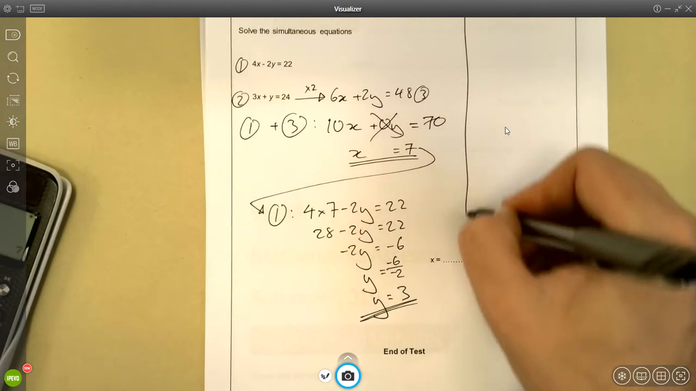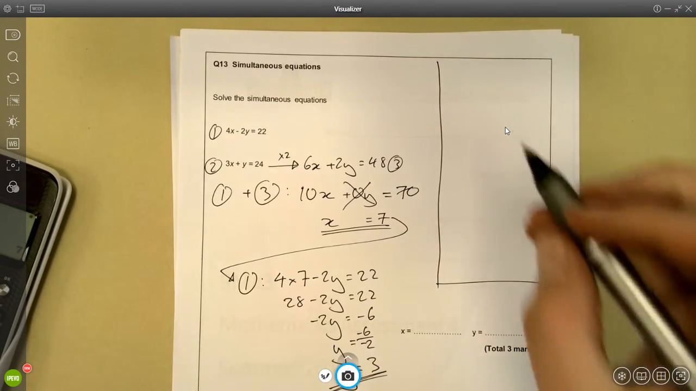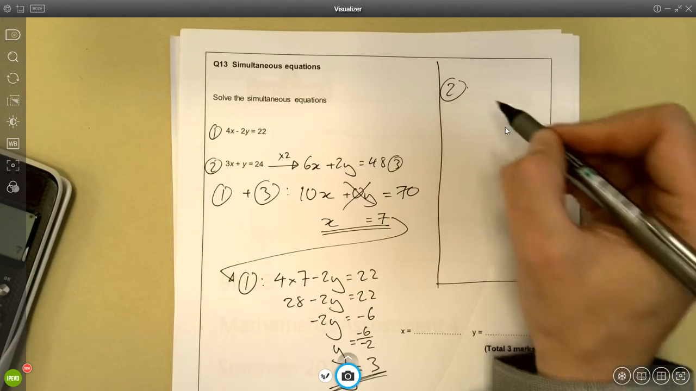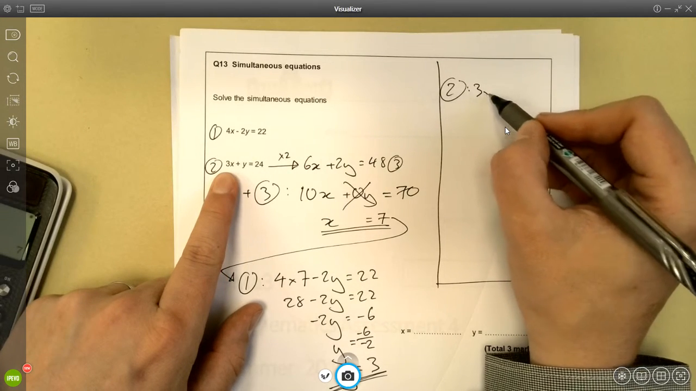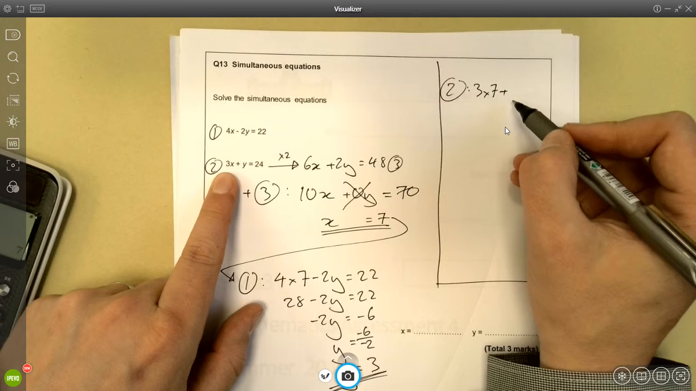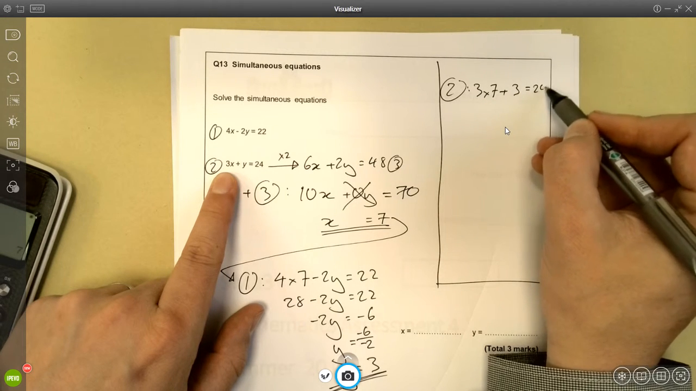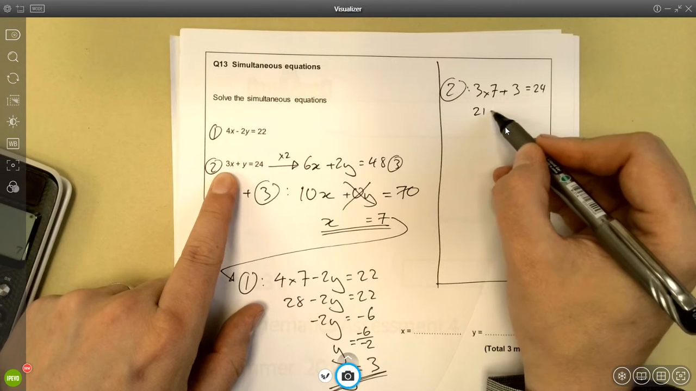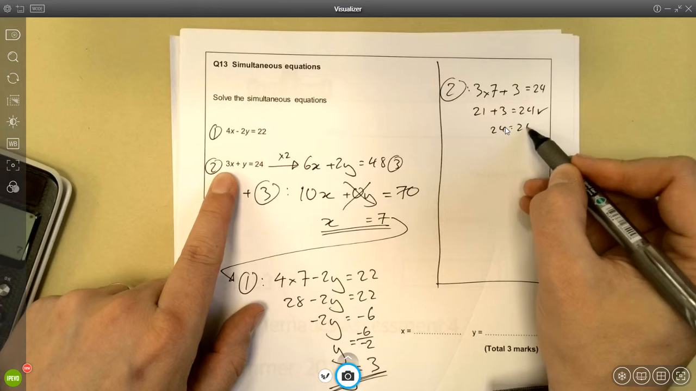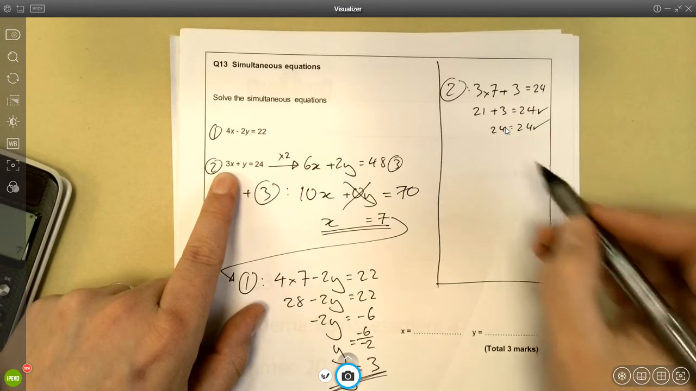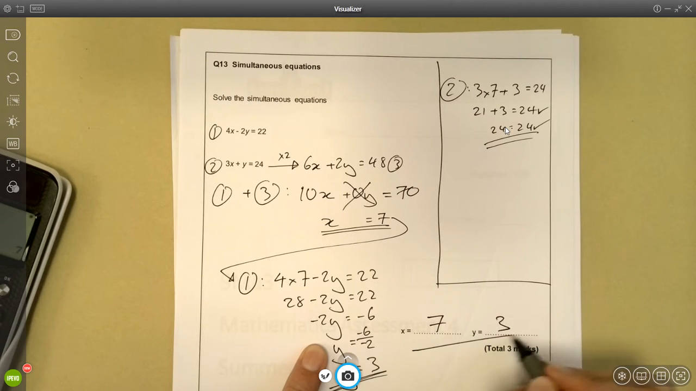Now, we're going to do a check before we put that in. All right, let's do a check. So let's take equation 2 and put our values of x and y in. So we've got 3 times x, 3 times 7. We're going to add on y, which is 3. And is that equal to 24? Well, 3 times 7 is 21, plus 3 is 24. So is 24 equal to 24? Well, yes, it is. Sorted. Okay, so I can be confident now. That's 7, that's 3.